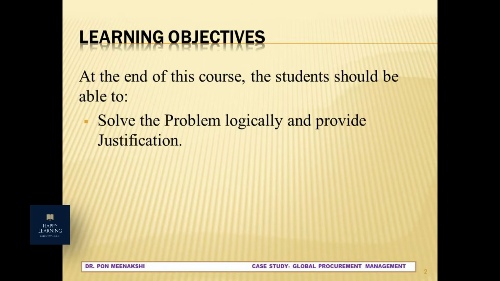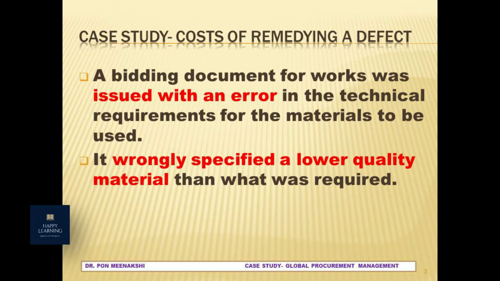Now we'll move on to the case. The case title is Cost of Remedying a Defect. A bidding document for works was issued with an error in the technical requirement for the materials to be used. It wrongly specified a lower quality material than what was required. So the case is remedying a defect. What are the costs involved in different stages? It was issued with an error, and it wrongly specified a lower quality material.